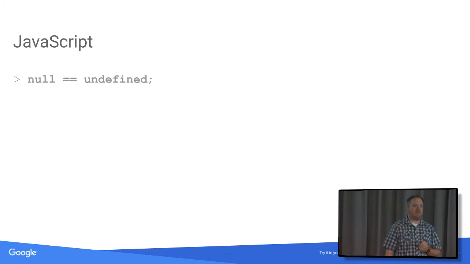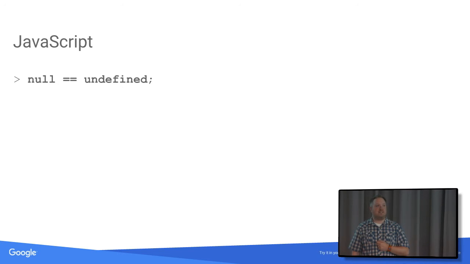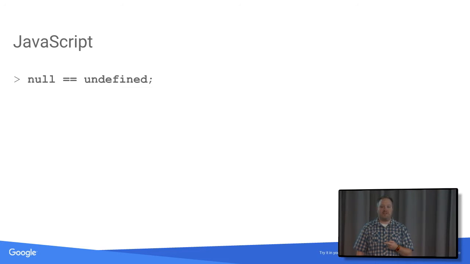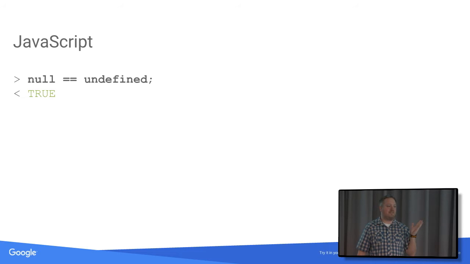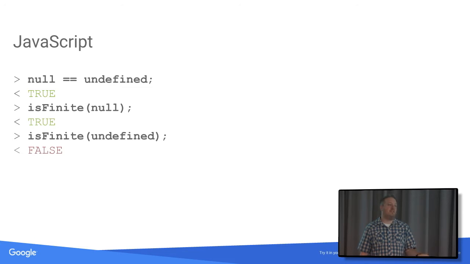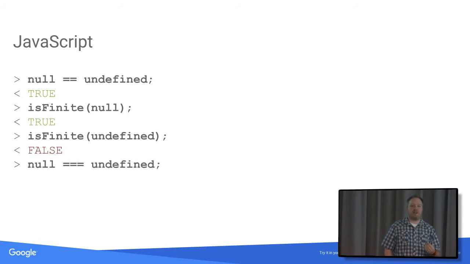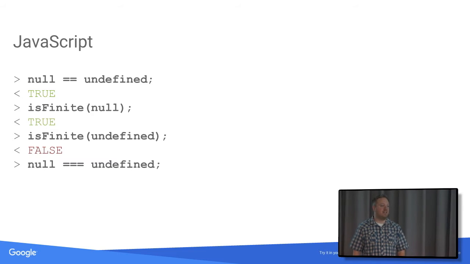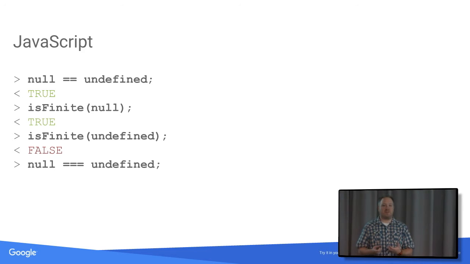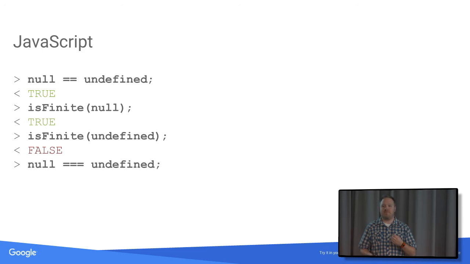JavaScript is everyone's favorite language to pick on, so of course we'll do that. Null equals undefined. Does it? It turns out, yes. Is null finite? Yes, null is of course finite. Is undefined finite? No. They're equal, but they're not the same. That's another quirk you see quite a bit in languages. That's why a lot of languages introduce the triple equals operator, which says it's not just equal in value, but also in type. So null and undefined are the same value, in quotes, but not the same type.